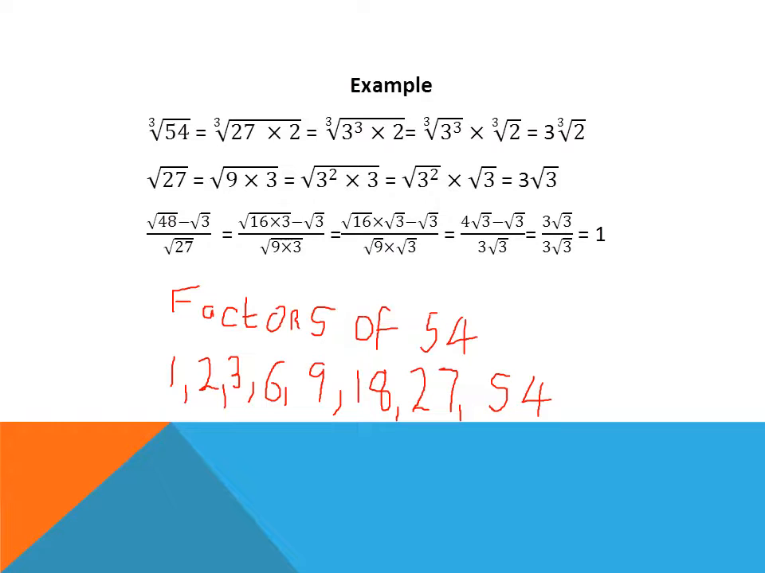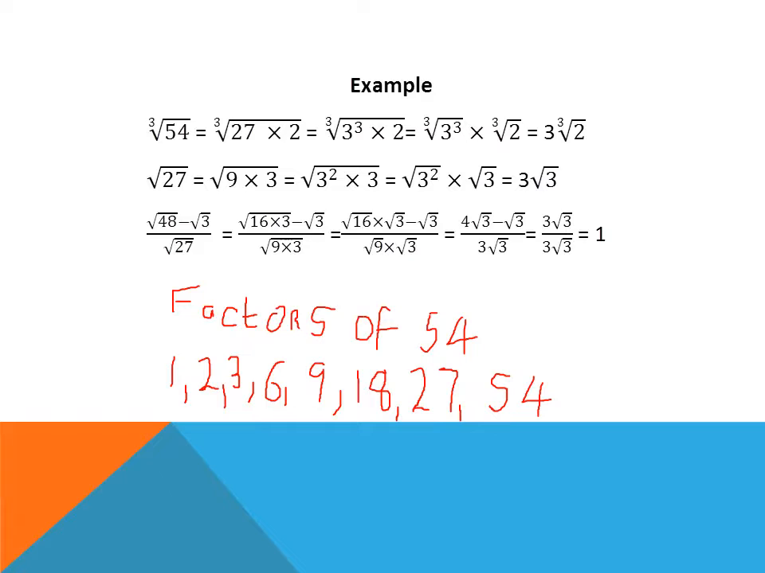Square root of 16 is 4. And 4 times the square root of 3 will give us 4 square root of 3 minus the square root of 3. And notice here, these ones are like surds, so we can easily subtract. So we are going to have 4 minus 1 will give us 3 square root of 3.